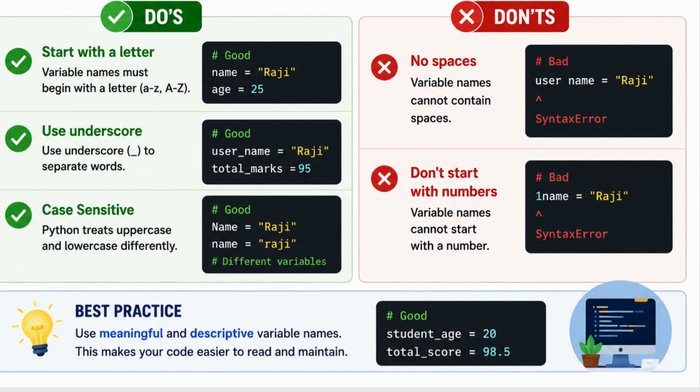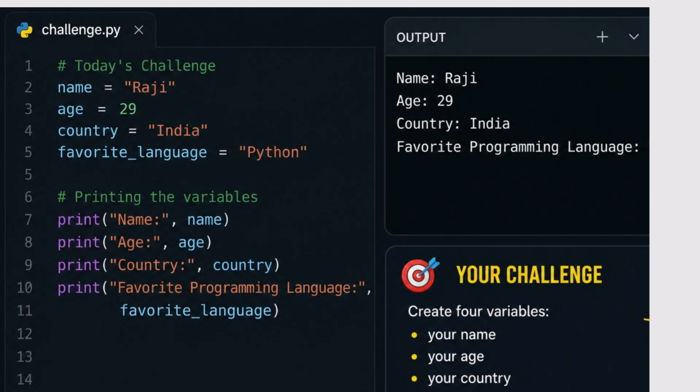Variable naming rules must be followed: it must start with a letter or underscore, names are case sensitive, there are no spaces, and don't start with numbers. Variable names should be meaningful and always follow Python rules for naming conventions. This is how variables are used in real-time programming.